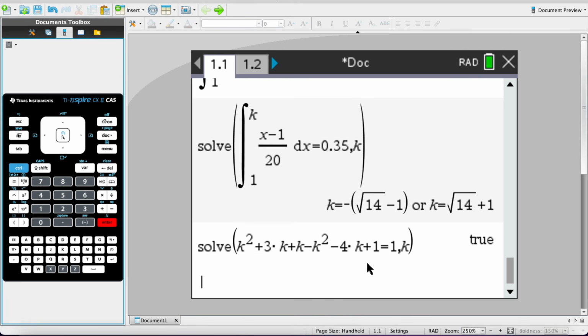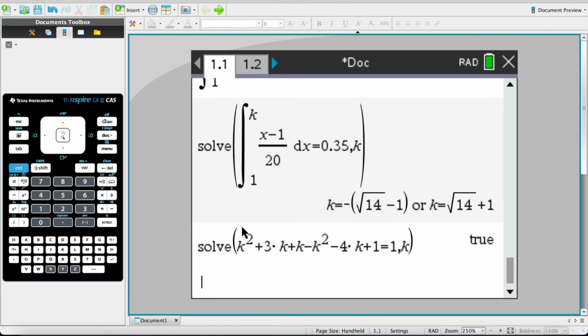Sorry, what did I do? So that's true for all values of k. Okay, that just means it's true for all values of k. So no matter what k is, it's going to be equal to 1. Now let's just see what E of x is.